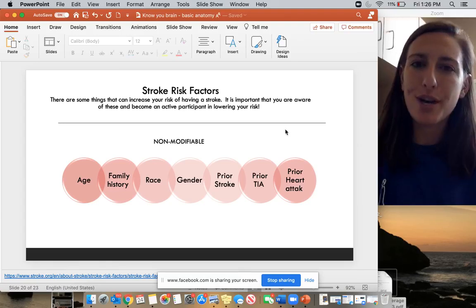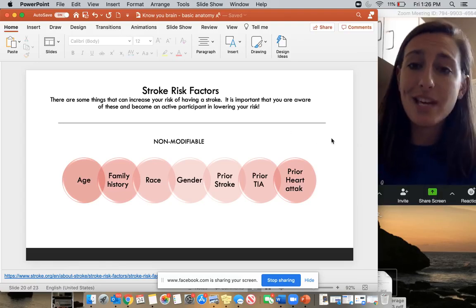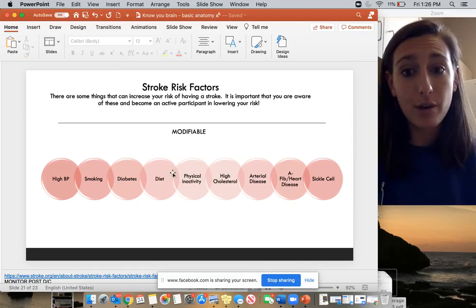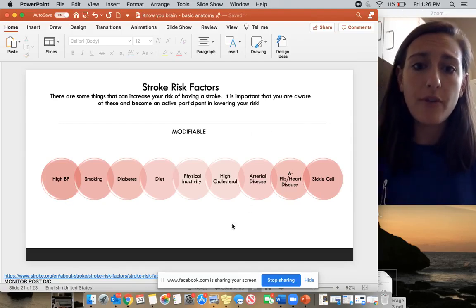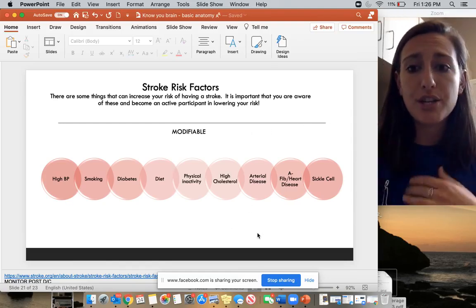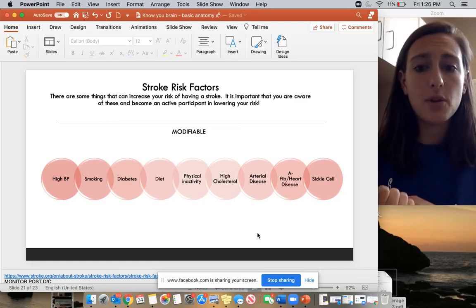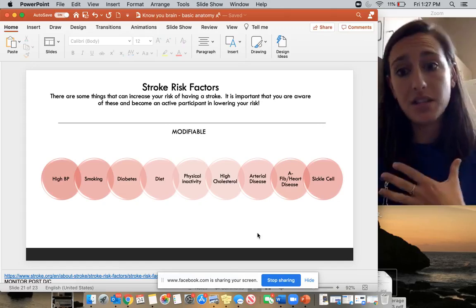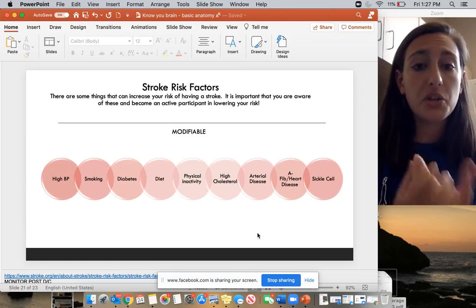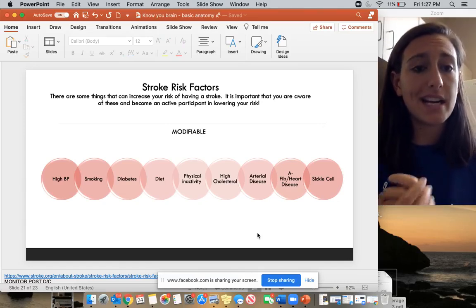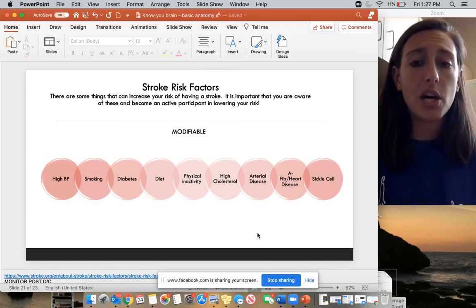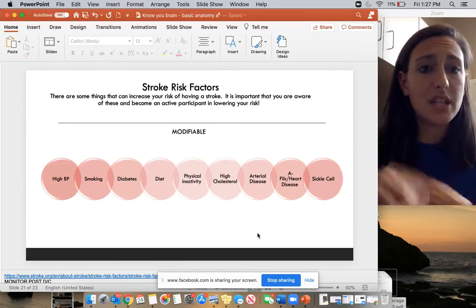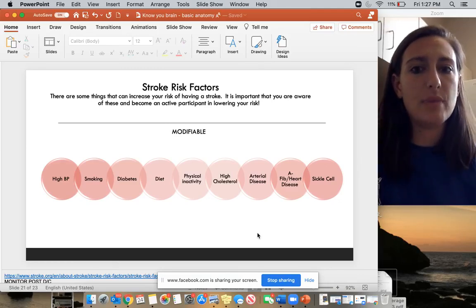Unfortunately, these are the non-modifiable risk factors, the ones that you can't really help. But on the bright side, there are all of these other ones that are modifiable. You have all of these things, including managing your blood pressure and smoking. If you smoke, it's a good thing to try to stop that. Physical inactivity is a risk factor, as is high cholesterol, all things that are able to be modified or controlled with medication, lifestyle changes, and medical management.